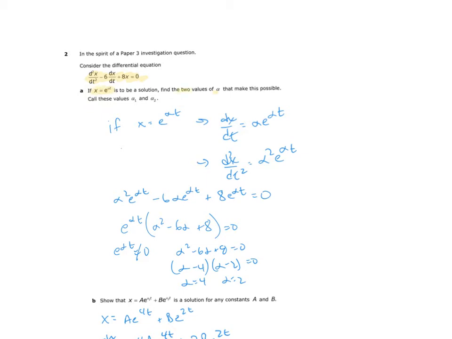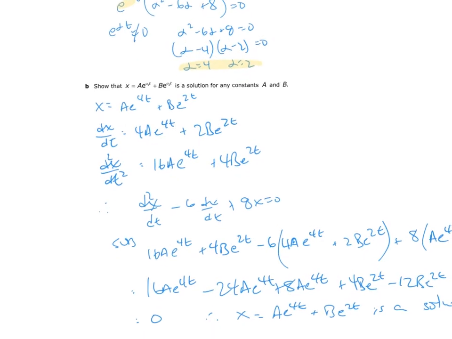So if we take x and then take the derivative, alpha comes down. We take the second derivative, we get alpha squared. Then we plug this value in for the second derivative, this one for the first derivative, and this is our x value. We get 0, simplify it, factor out the e to the alpha t, and we end up with alpha being 4 and 2.